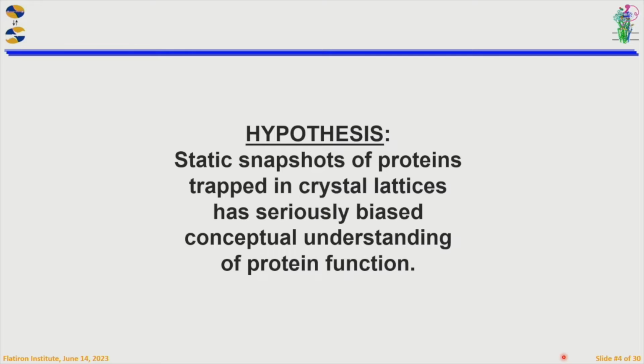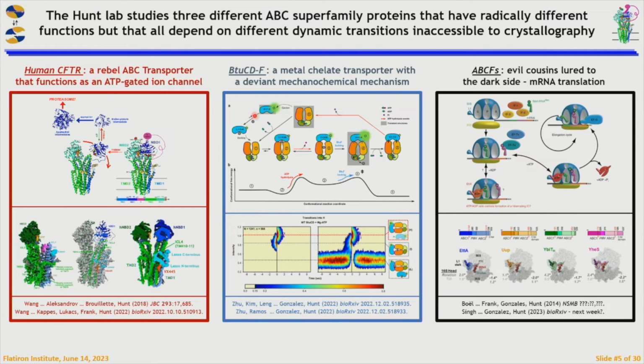An overriding hypothesis of what I'm going to tell you about today is that static snapshots of proteins trapped in crystal lattices have seriously biased our conceptual understanding of protein functions. My lab studies 3 different ABC superfamily proteins. I won't tell you about the details of all of these. Of course, CFTR I'll go into in detail. But we also study ABCD and ABCF proteins, which are translation factors.